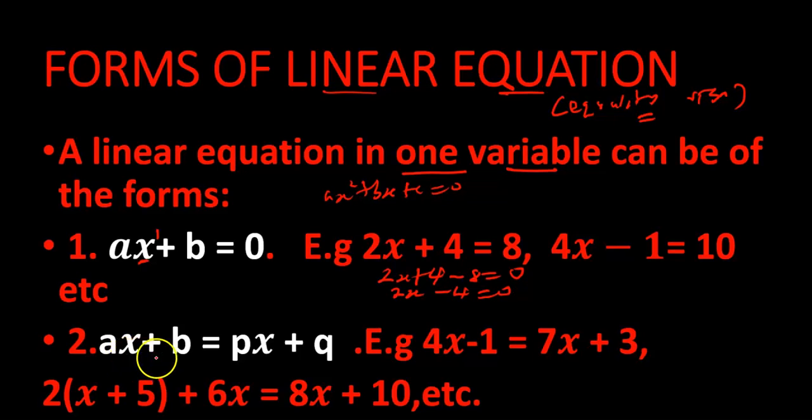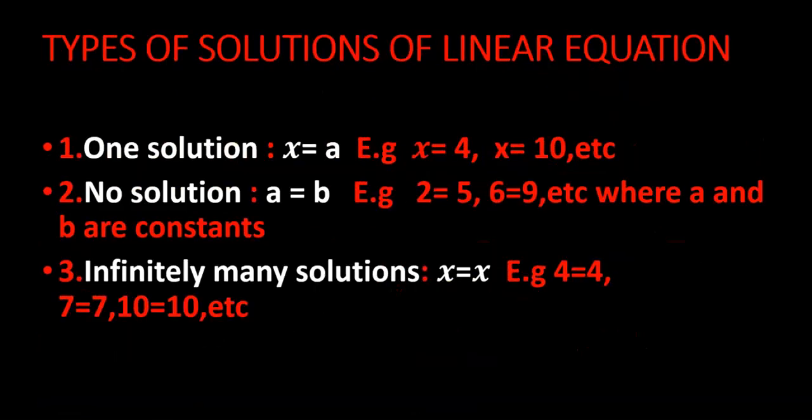The next form is ax plus b equals px plus q. Look at the example here: 4x minus 1 equals 7x plus 3. So that's that. Now let's look at types of solutions of linear equation.